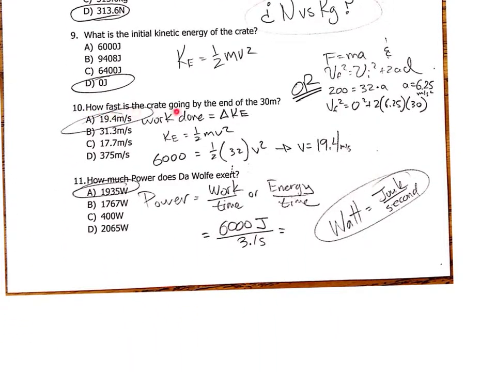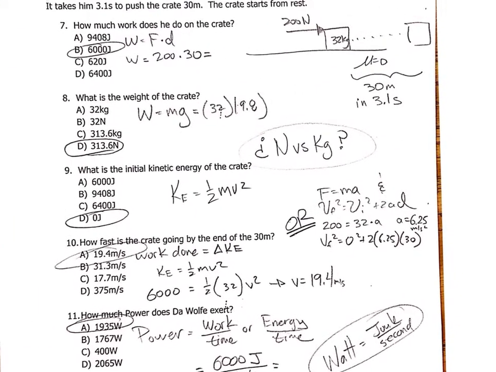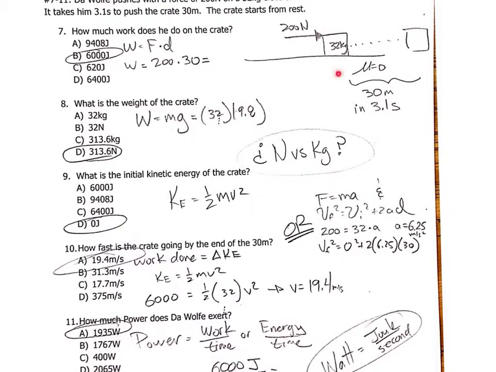Number 10, how fast is the crate going by the end of 30 meters? So you could use your old kinematics equations to solve, and it would give you this, but using energy, or the concept of energy, is usually easier. So the work done in this case all went into kinetic energy. And in this case, it all went into kinetic energy because there's none lost due to friction, and there's no potential energy gained or lost. So all the work done had to go into kinetic energy.